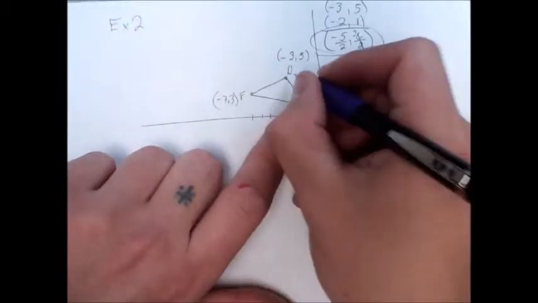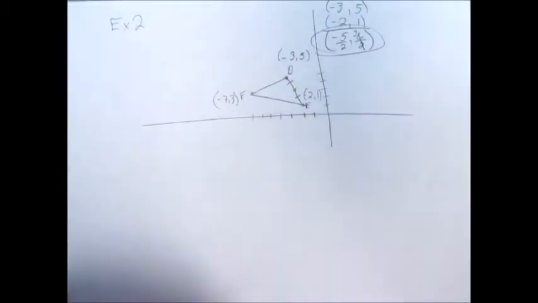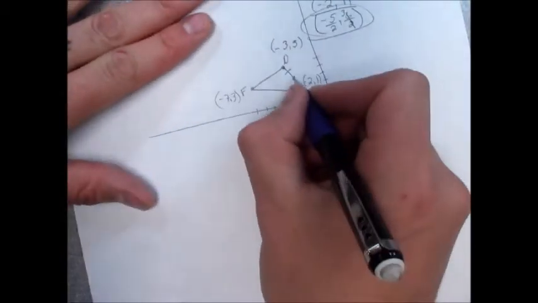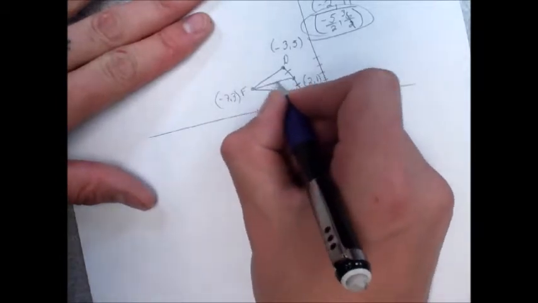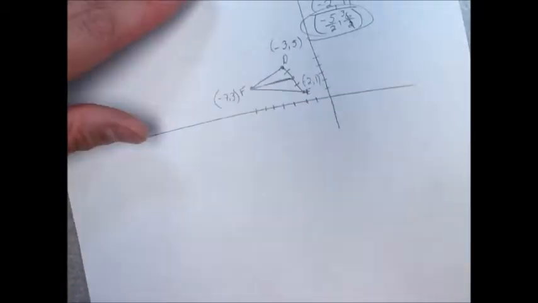Okay? So now I know that this segment is the same as this segment, and I can start my centroid by connecting the opposite vertex to it. Okay, so you draw your line.